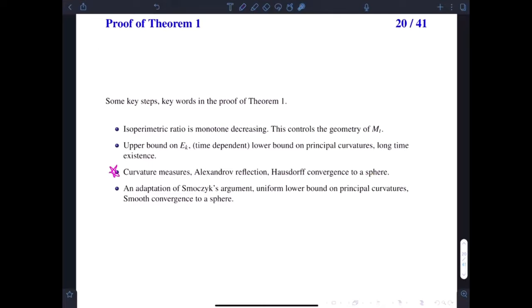And finally, we adapt an estimate of smoothing to derive a lower bound on the EK. This implies a lower bound on the EK, and then a uniform lower bound on the principal curvature. And this combined with the upper bound on the EK can imply that the principal curvature kappa is bounded from above by a constant. And from this, we can deduce the smooth convergence of the flow to the round sphere.